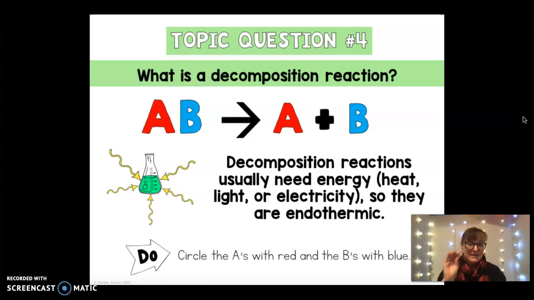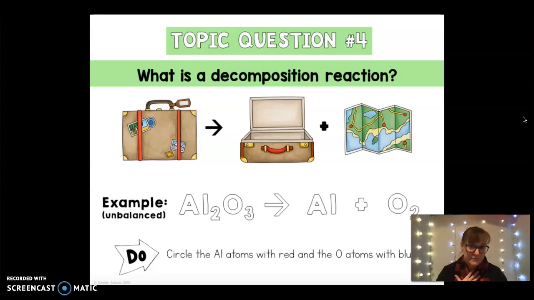There's your examples. These usually need energy. So they need some sort of heat, light, or electricity. So they are endothermic because they're sucking in that energy, or they're absorbing that energy to have it happen.